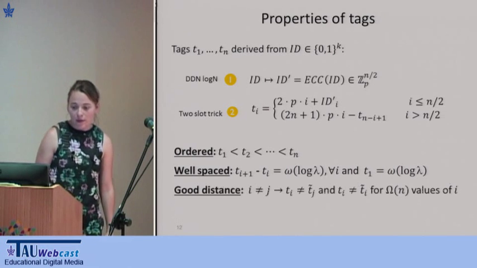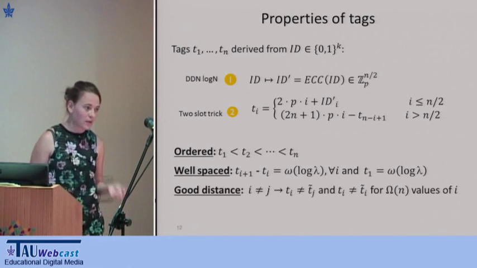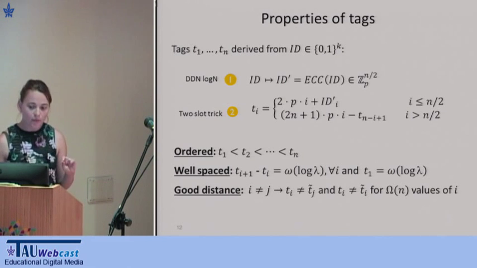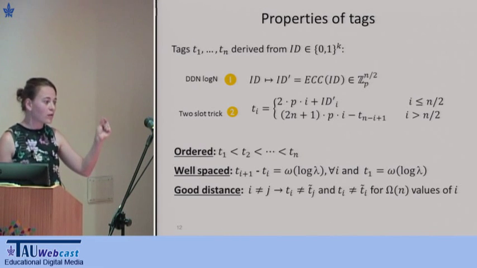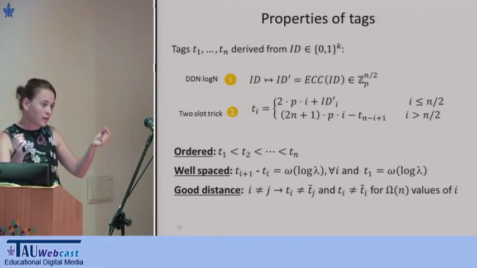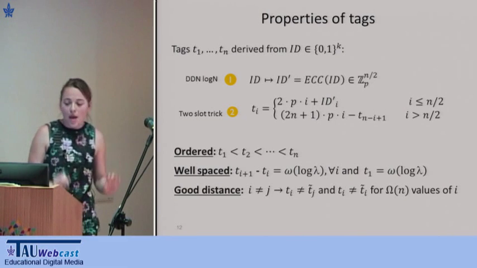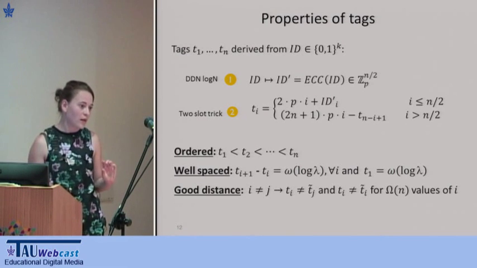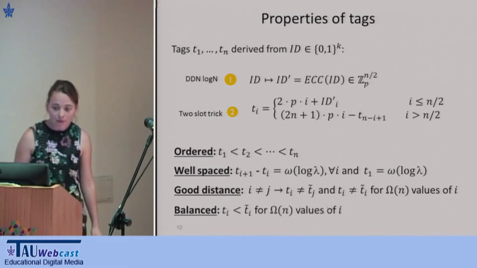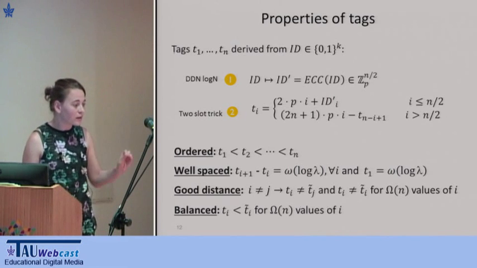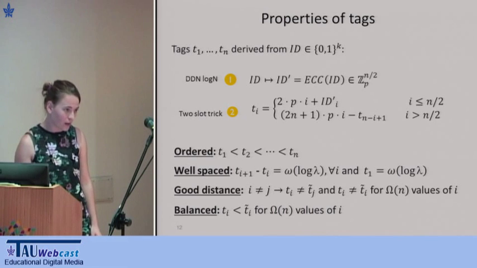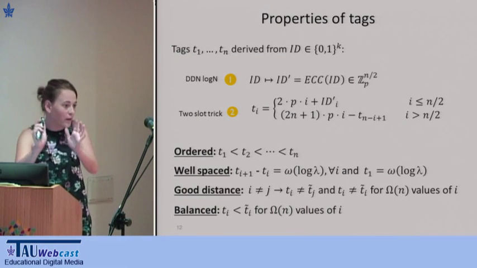Okay? The third thing is that if we look at two sequences of tags that resulted from different IDs, for any i different from j, ti would be different from tj tilde. It means that if you look at two sequences and look at entry i versus entry j, they will be different. Okay? And if we look at the same coordinate, they will be different for a constant fraction of them. Okay? And not just different, they will be balanced. It means that a constant fraction will be bigger for the first one and a constant fraction will be bigger for the second one. It's not that all of them will be bigger in one of them. Okay?